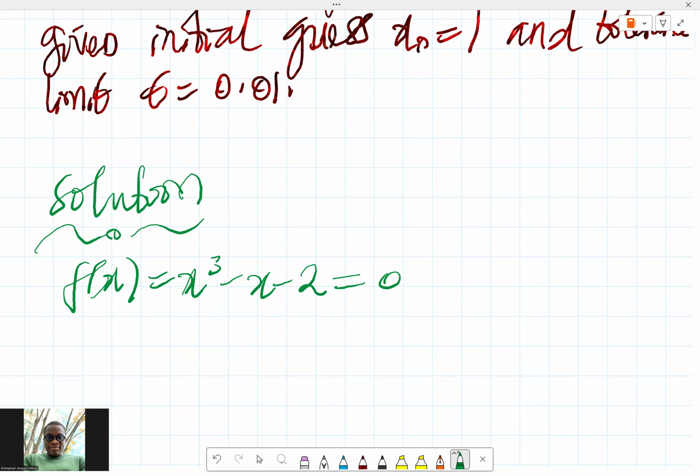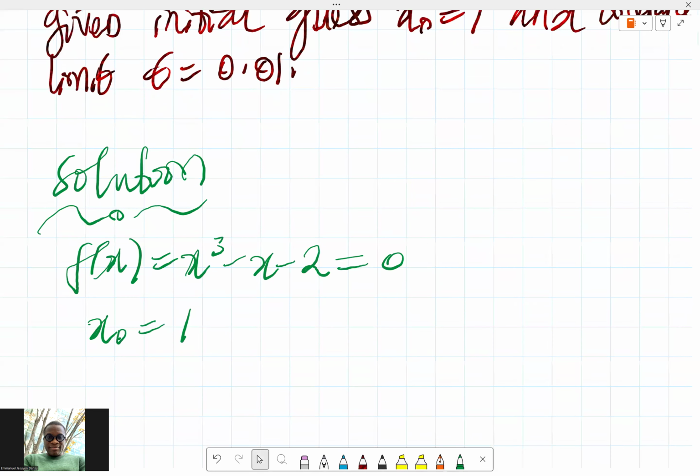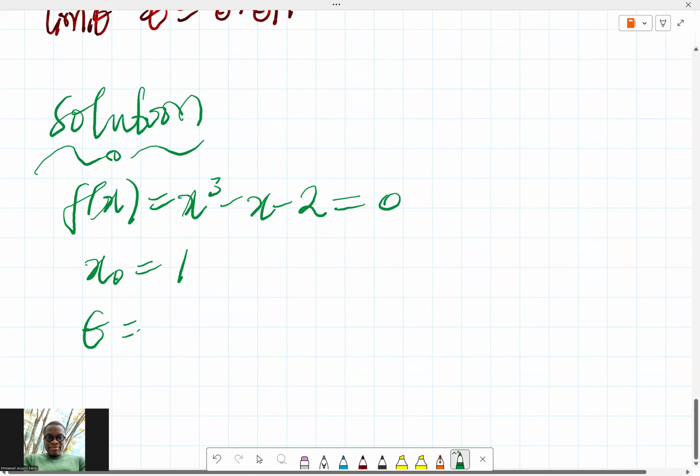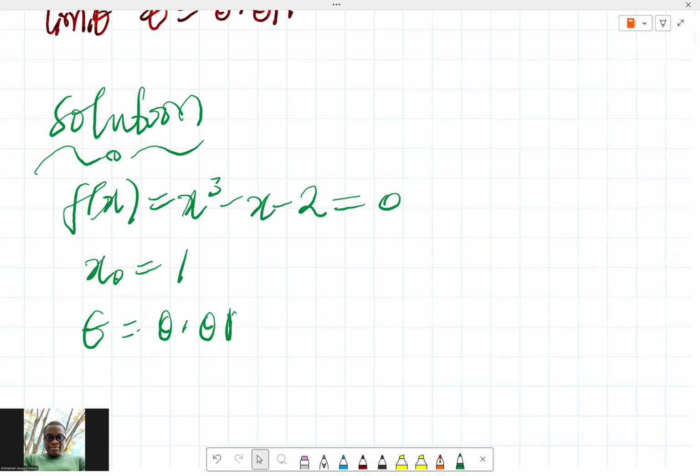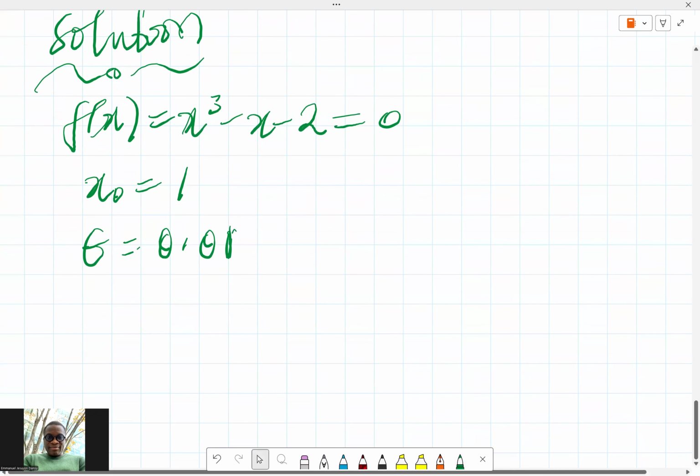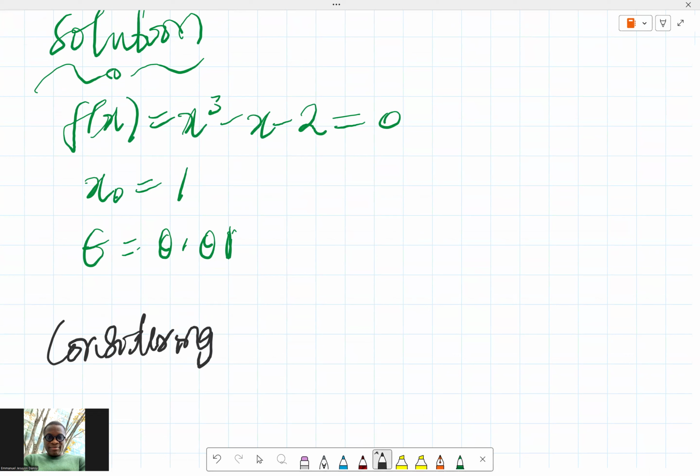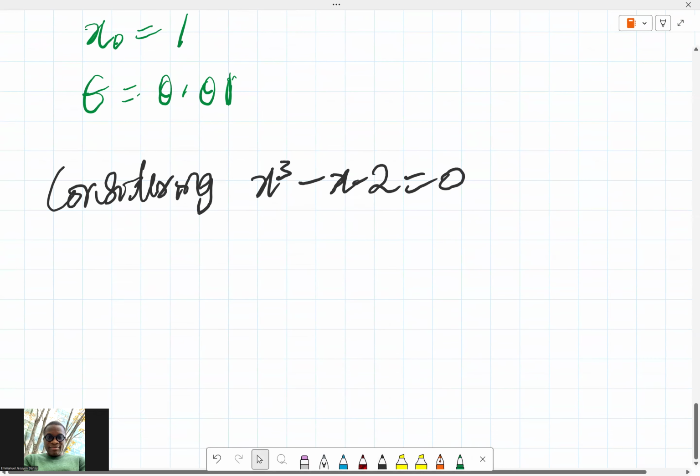Then we have initial guess x naught equals 1, and then we have tolerance value 0.01. Okay, now what do we do? If you consider the expression x cubed minus x minus 2 equals 0, look at the possibilities you can have.